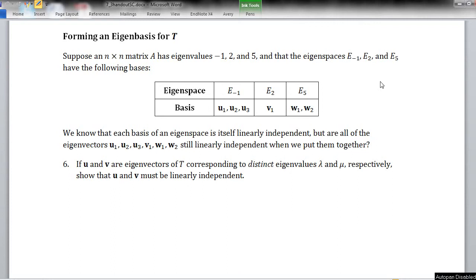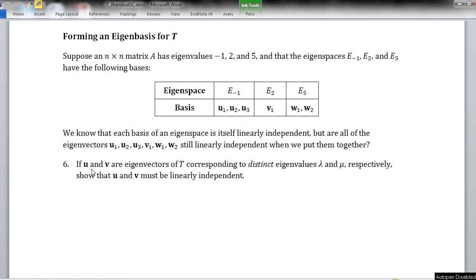Okay, let's try this again. So if we throw together these bases of different eigenspaces, why is it that the resulting concatenation of vectors has to be linearly independent? Well, instead of proving that in general, which is a little bit complicated, really the only idea in that proof is captured by a simpler example here.